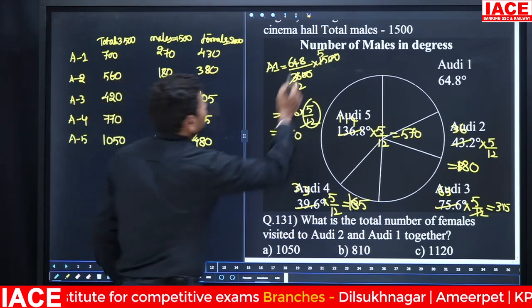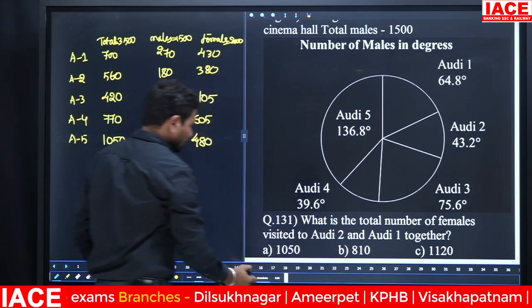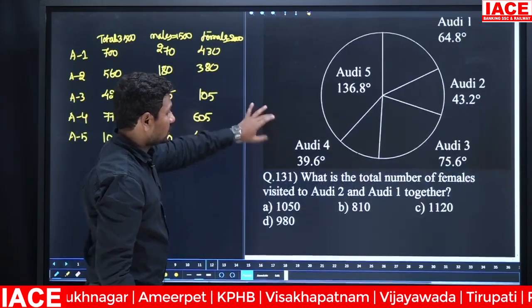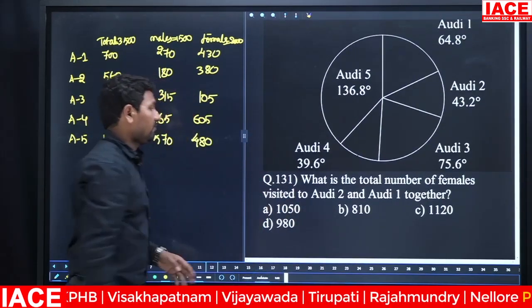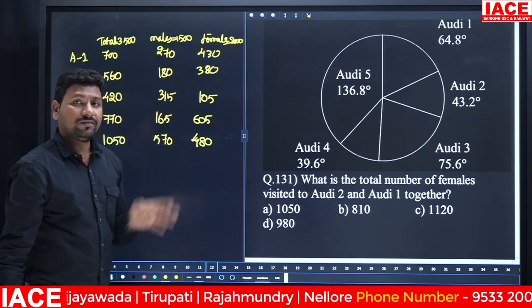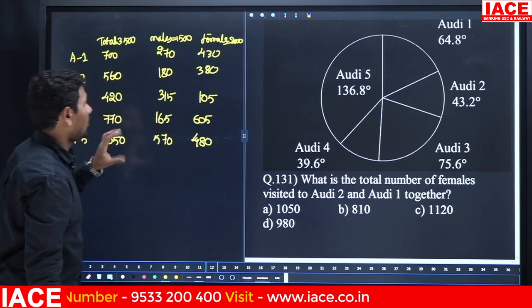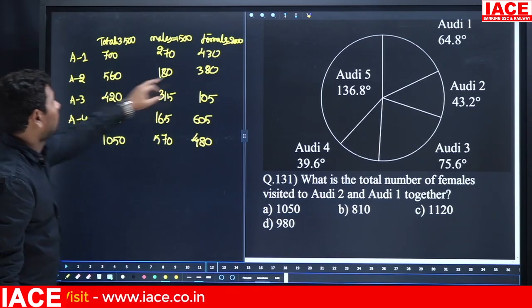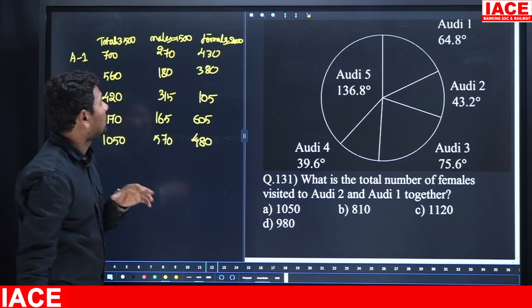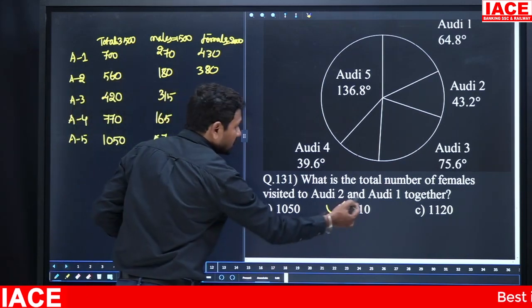Once the table is ready, let's go for the questions now. We have a first question. The question is: what is the total number of females who visited RD2 and RD1 together? Look at the first question. They are asking for the females. Then RD2 and RD1 total females value: 430 plus 380 is equal to 810. 810 means option B.